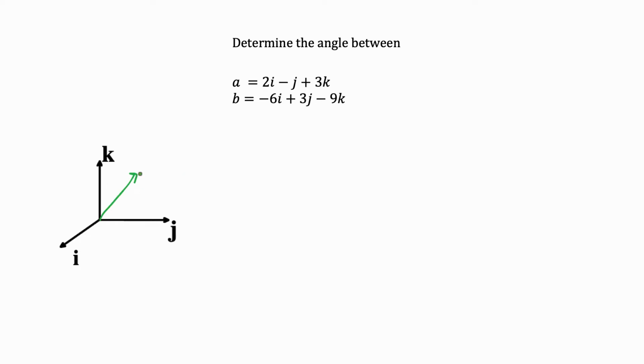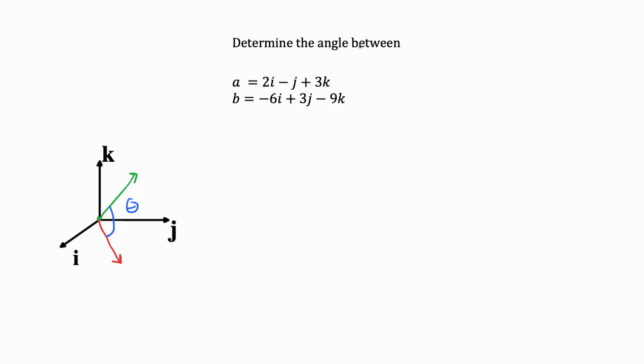So the problem gives us one vector with a certain magnitude and direction coming from the origin, and then it gives us a second vector that has its own magnitude and its own direction, and what we want to solve for is the angle, which I'm going to denote as theta, between these two vectors.